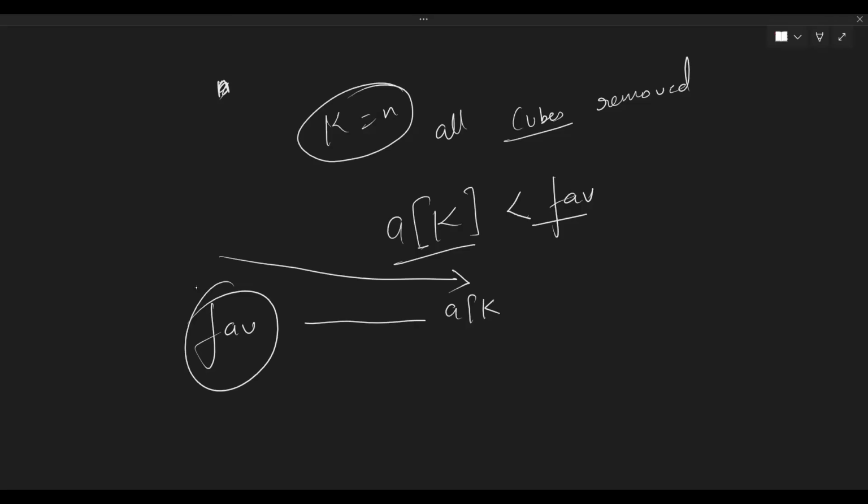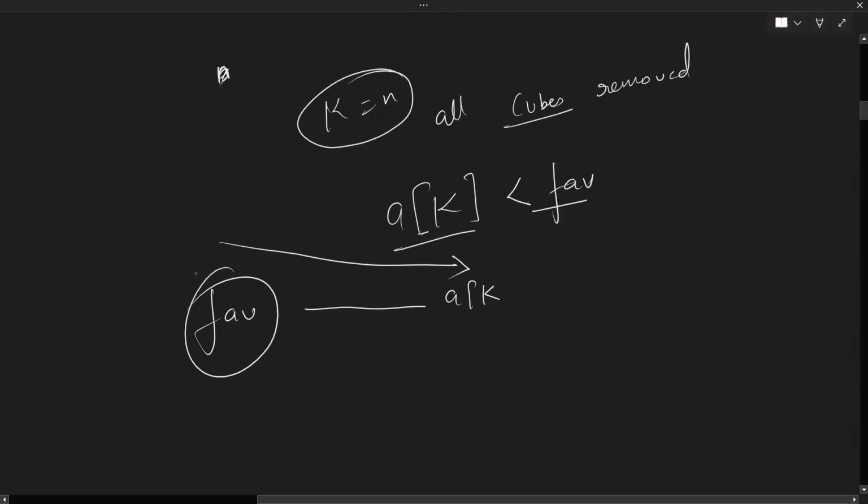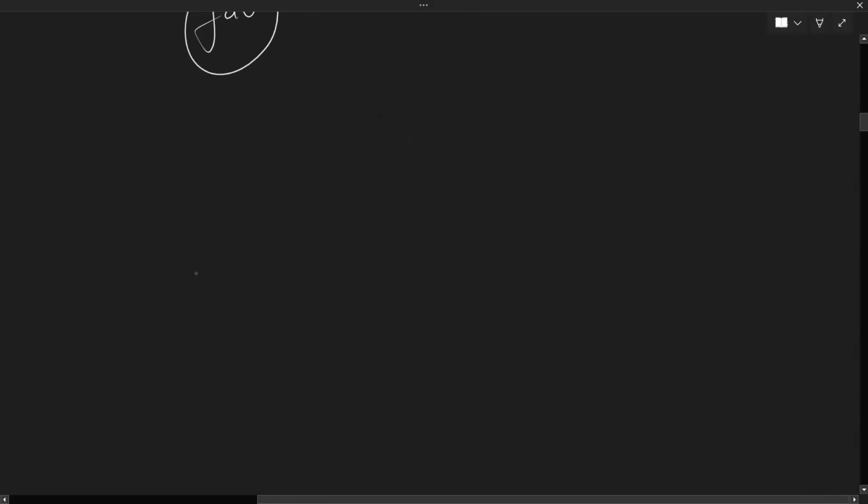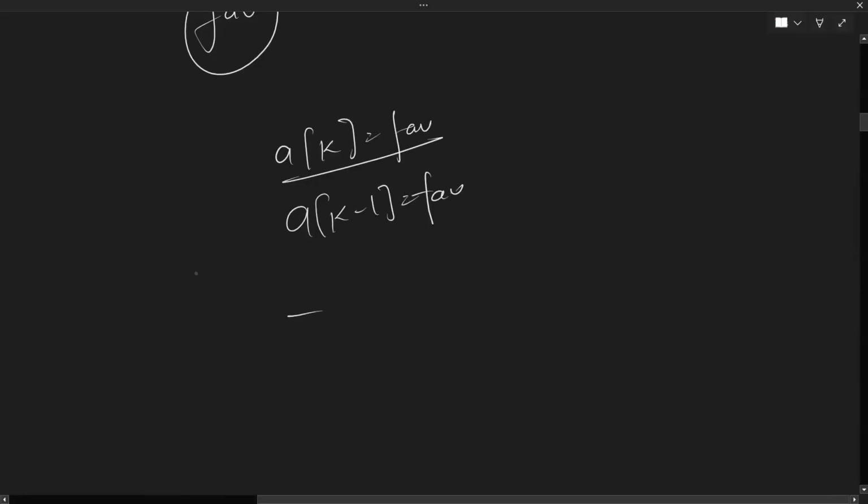Otherwise, if A of k is equal to favorite or A of k minus 1 is equal to favorite, then you can figure out that it might have been removed or it might not have been removed. Why? Because in those cases, you removed up till here. If this kth cube was placed here, then it would be removed. If it is placed here, it won't be removed.